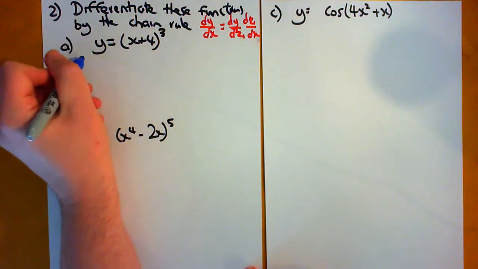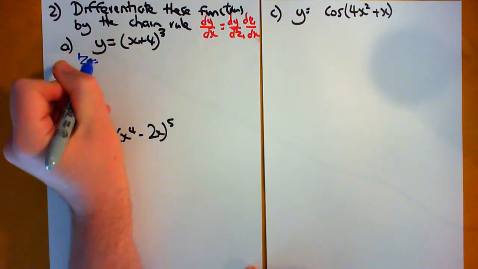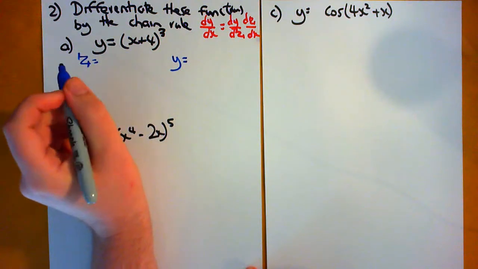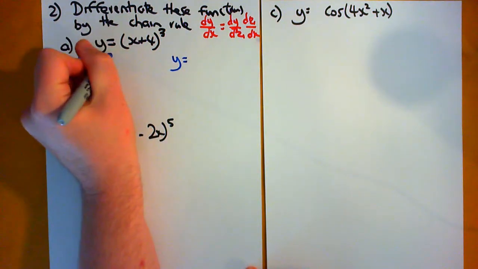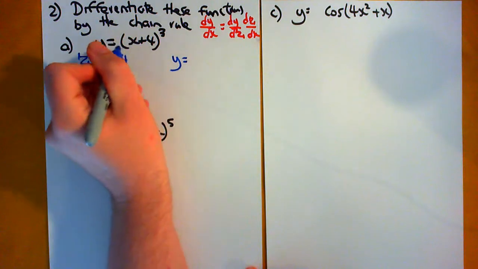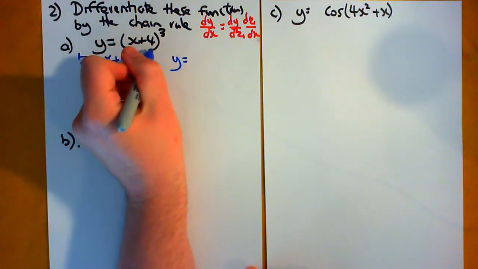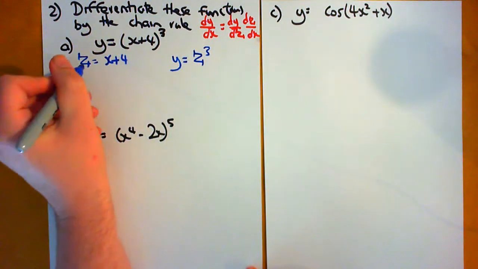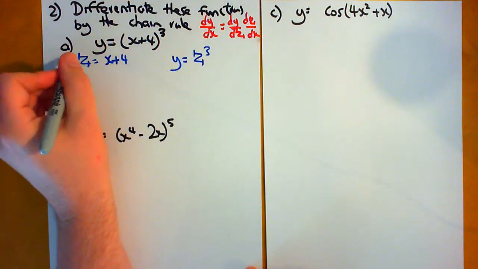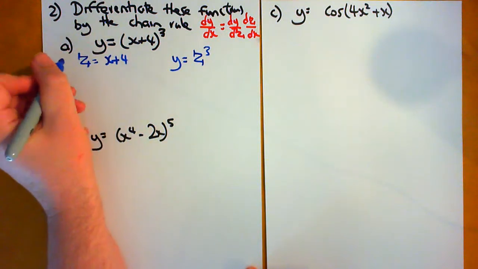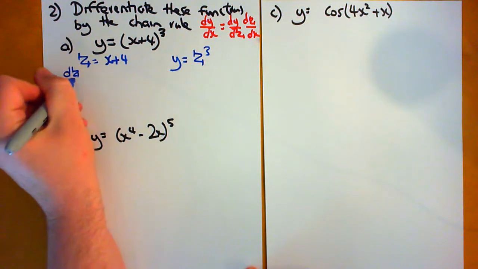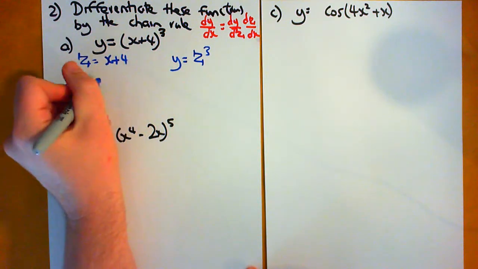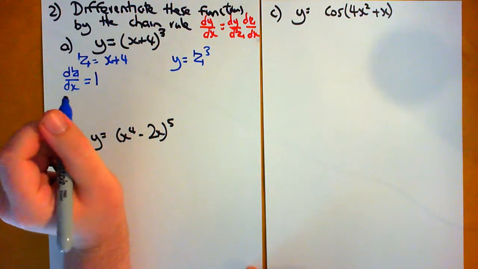So for the first function, what's our z and what does that leave our y? So z will be what's inside the bracket, which is x plus 4, and that makes the whole bracket z, so then y is z to the power of 3. So we can differentiate both of these. We're differentiating z with respect to x, so this will give you dz by dx, which is x plus 4. x differentiates to 1, 4 is just a number.